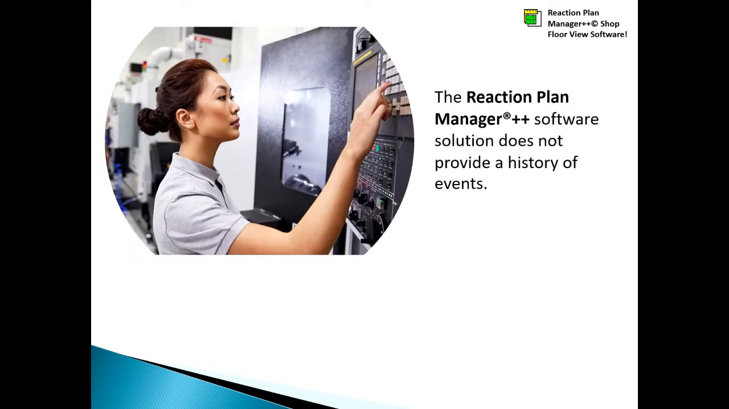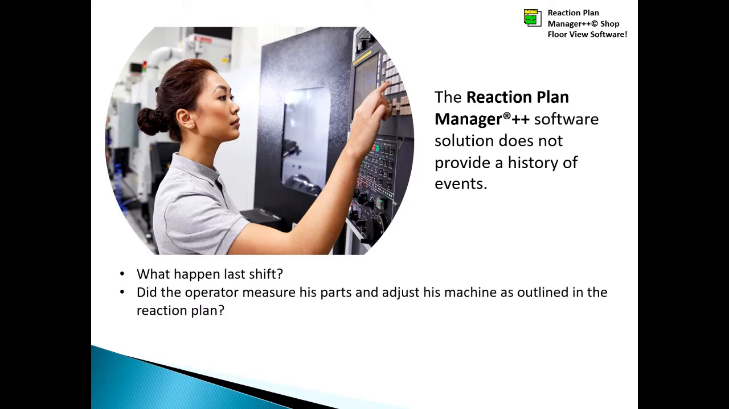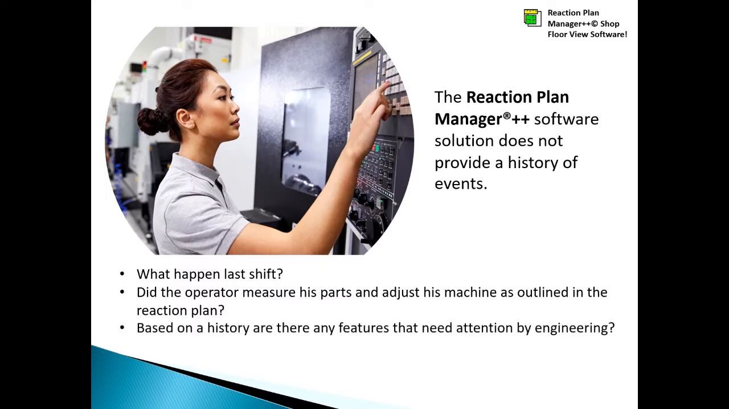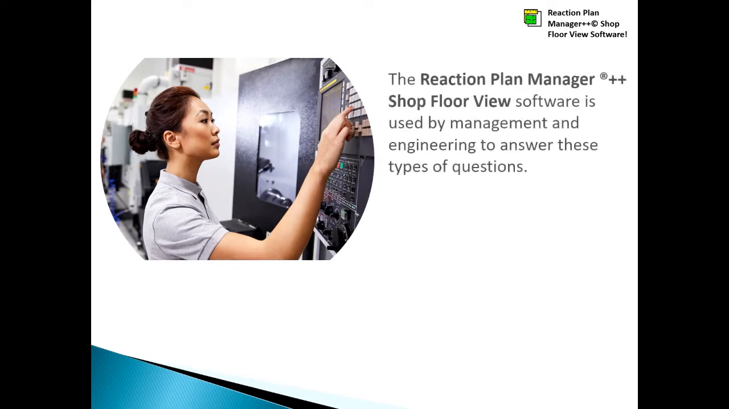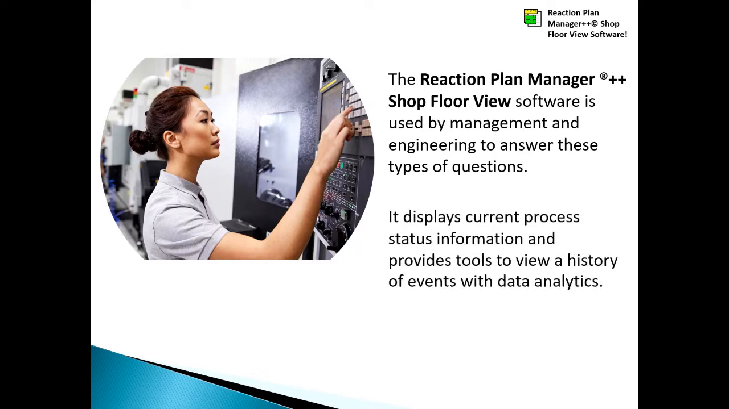The Reaction Plan Manager++ software solution does not provide a history of events. What happened last shift? Did the operator measure his parts and adjust his machine as outlined in the reaction plan? Based on a history, are there any features that need attention by engineering? The Reaction Plan Manager++ shop floor view software is used by management and engineering to answer these types of questions. It displays current process status information and provides tools to view a history of events with data analytics.